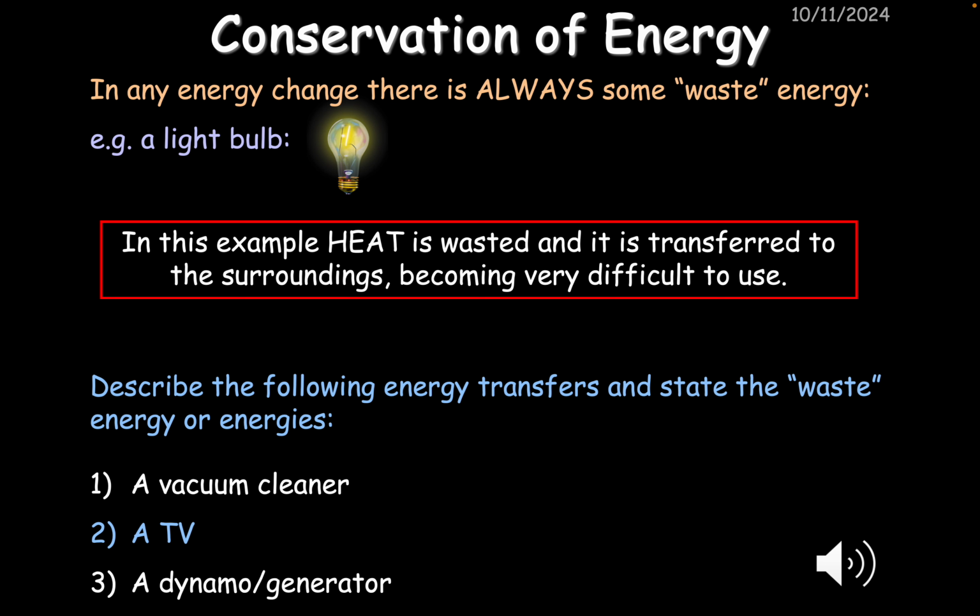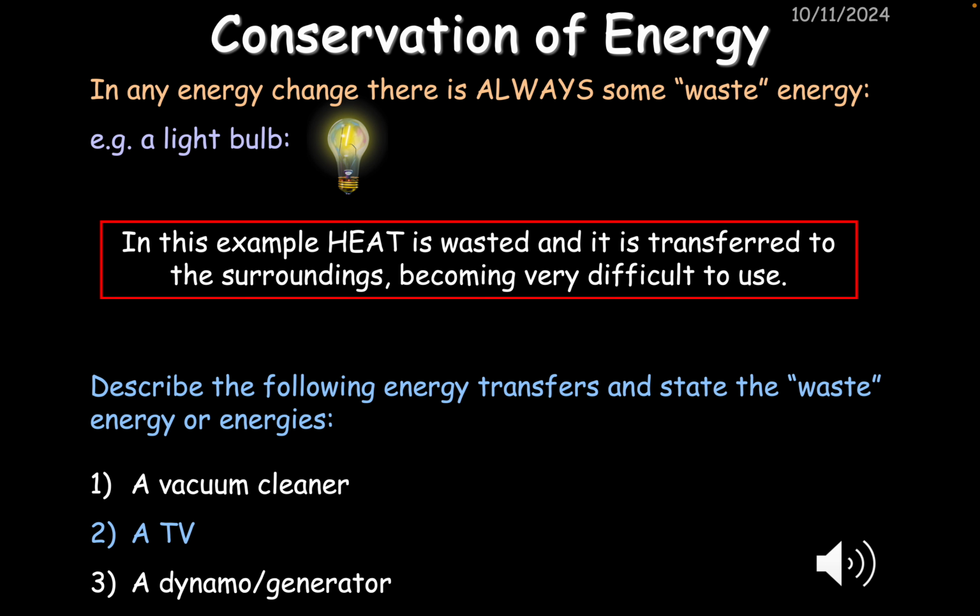But there will be some what we call waste energy, and that's kind of an unwanted source of energy. So in a light bulb, for example, we get heat, especially with the filament light bulbs, the old-fashioned ones, which are still in the GCSE for electricity because they want you to know how they resist electricity. In this example, heat is wasted and is transferred to the surroundings, and it becomes very difficult to use, and that's why we call it wasted heat, because it's not in a useful form.